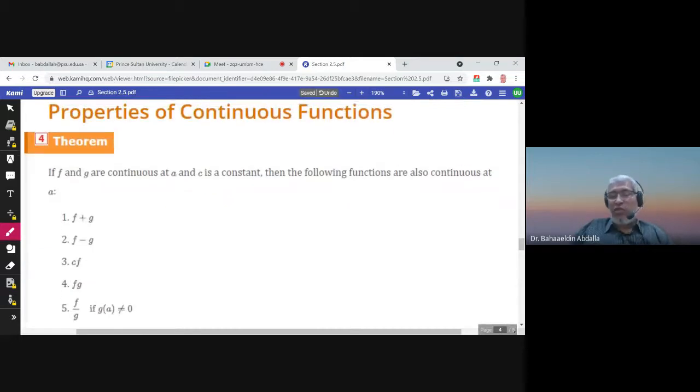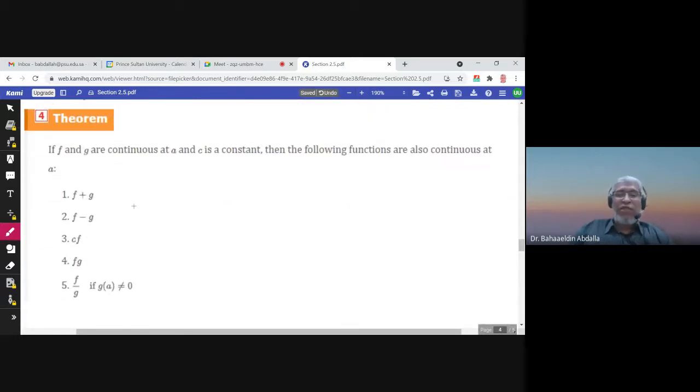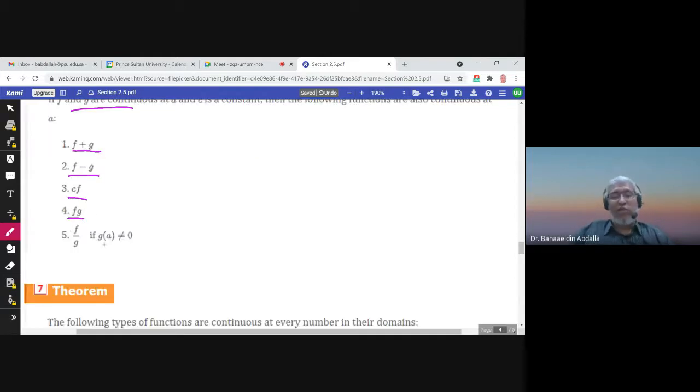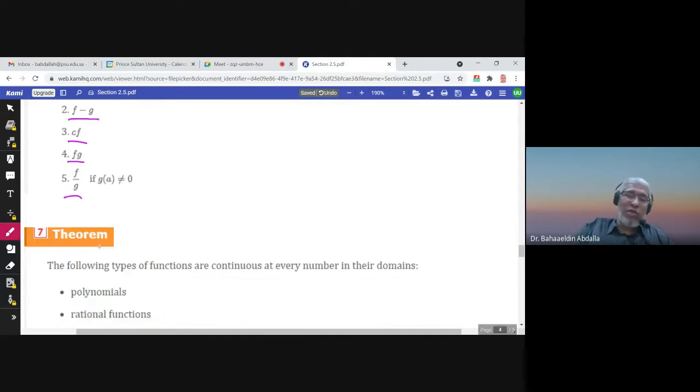Properties of continuous functions. If f and g are continuous, then f plus g is continuous, f minus g is continuous, a constant times f is continuous, the product of two continuous functions is continuous, and the quotient of two continuous functions is continuous, provided that g of a, of course, is not 0.